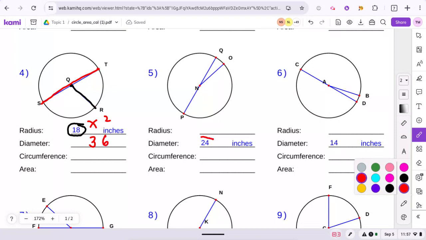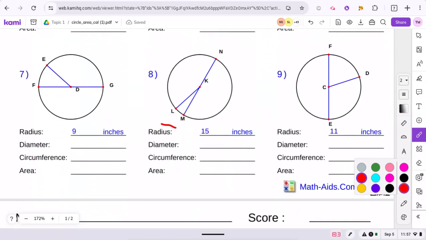Same with this one, 24. If you're going from diameter all the way across to radius, which is halfway, you would do half of 24, which is 12. This would be 7. Half of 14 is 7. Remember, from diameter to radius, it's half. If you go the other way, from radius to diameter, you multiply by 2. 15 times 2 is 30. 11 times 2 is 22.